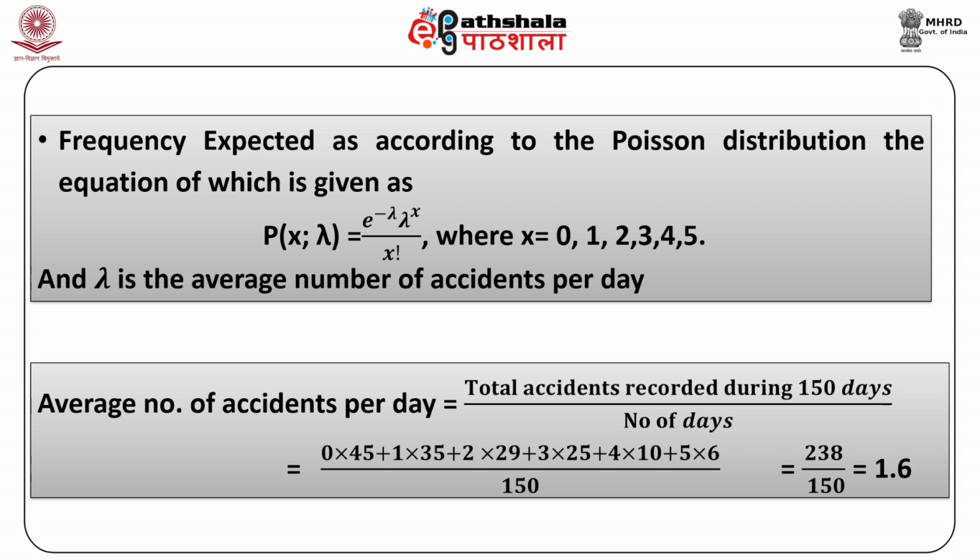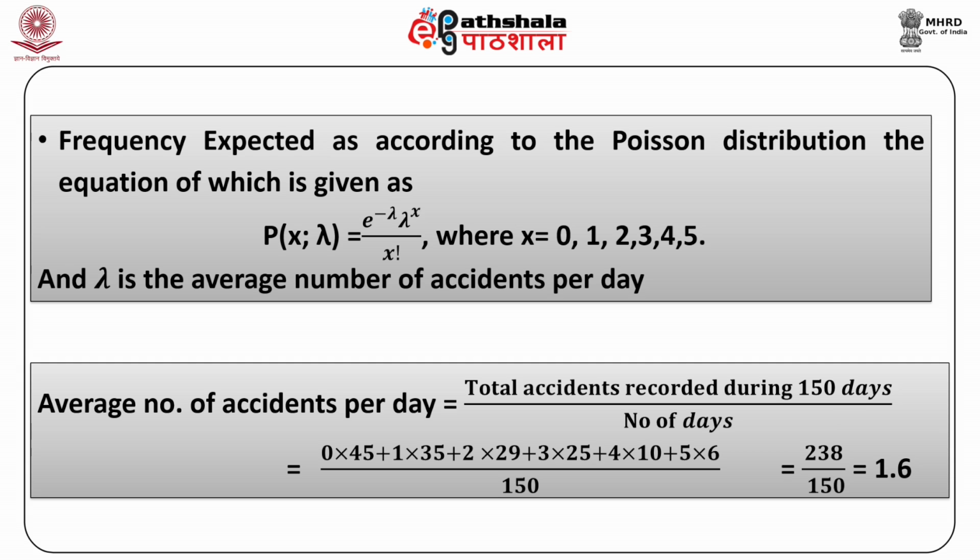And lambda, I am sure you can recollect from your earlier modules, is nothing but the average number of accidents per day. Now, since the population parameter lambda is unknown, it is to be estimated from the sample data. Applying the formula of average, we can find that the total number of accidents per day comes out to be equal to total accidents recorded during 150 days divided by the number of days.